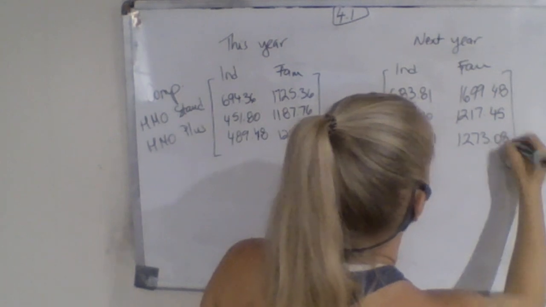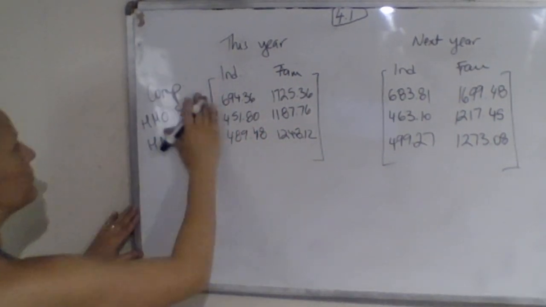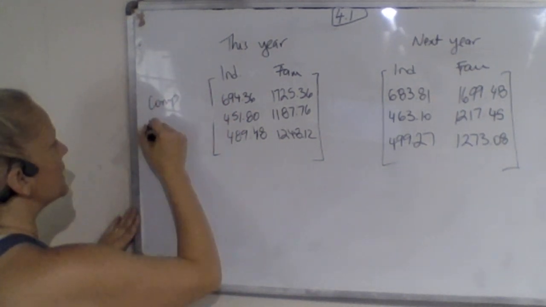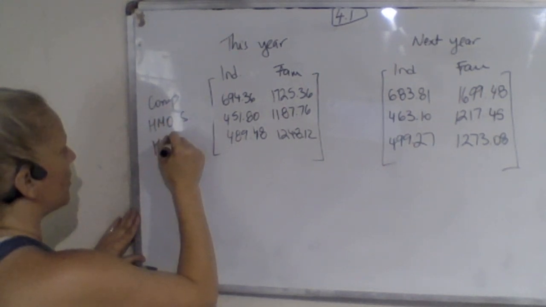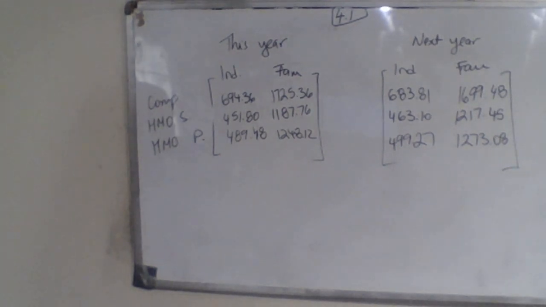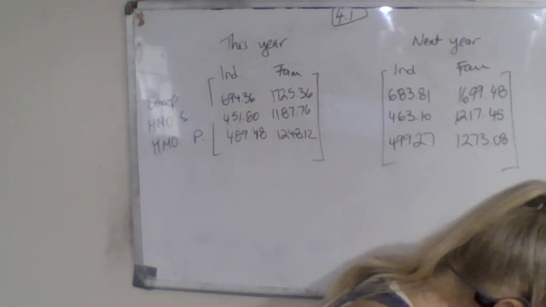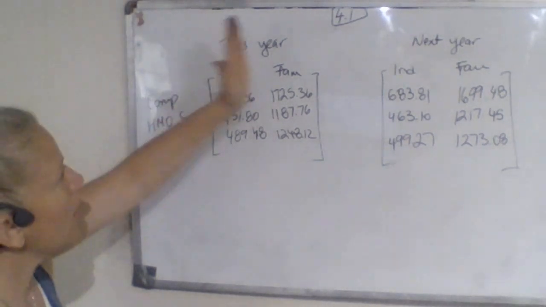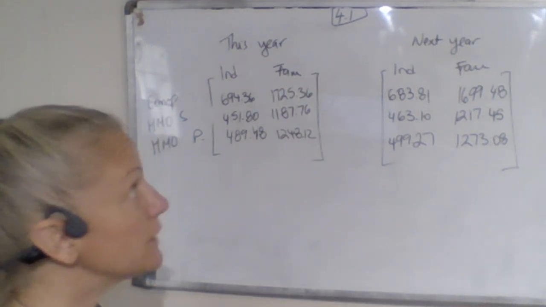1273.08. And we organize this in matrix form, right? In matrix form. And I probably need to rewrite this to where they correspond. This is comp. This is HMO standard. This is HMO plus, right? Now we have taken a lot of information and we wrote it as a 3x2, right? 3 rows by the type of insurance and 2 columns by the type of insurance you get as a family, individual or family.